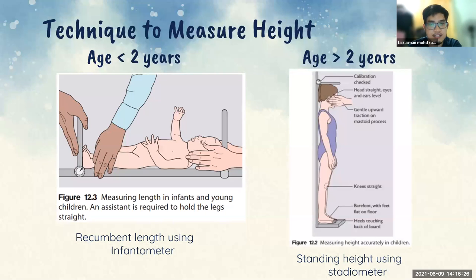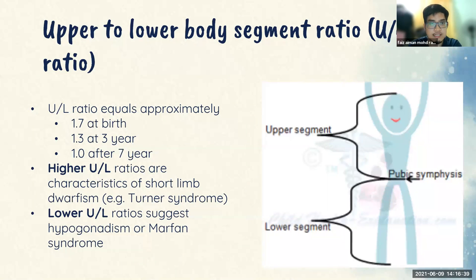Okay, so this is just the technique to measure the height. For a child aged less than 2 years, we measure the recumbent length using the infantometer. Age more than 2 years, we measure the standing height using the stadiometer. So this is the upper to lower body segment ratio. Basically, the upper and lower segment is divided by the pubic symphysis. So the normal ratio after 7 years is supposedly 1.